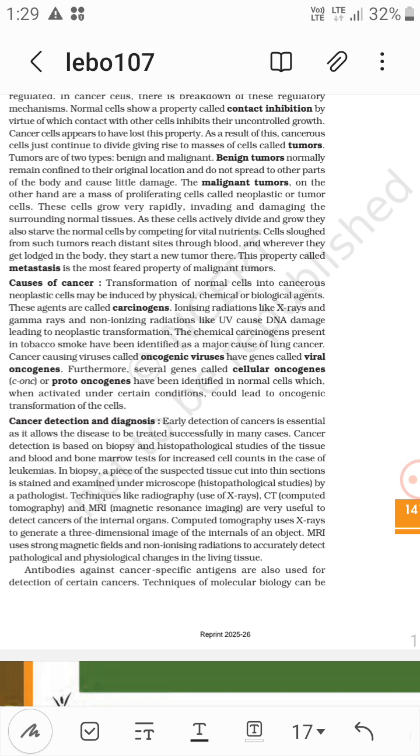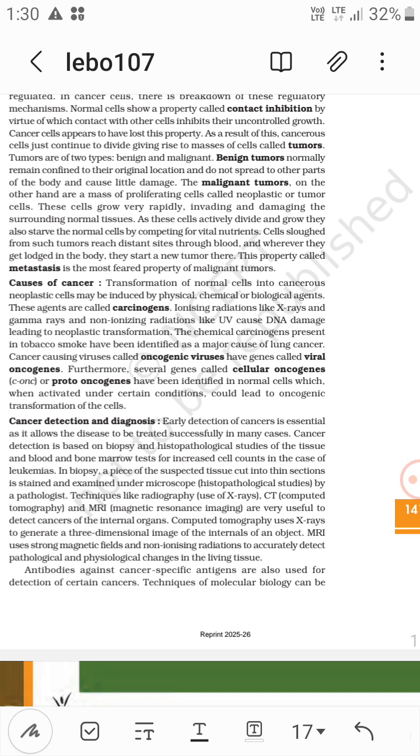The chemical carcinogens present in tobacco smoke have been identified as a major cause of lung cancer.